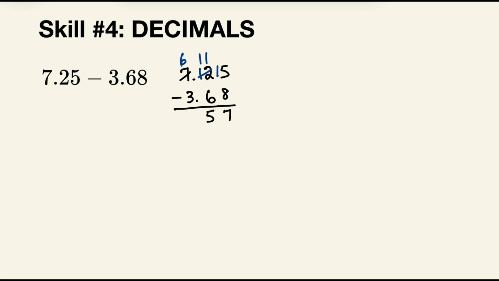Bring down your decimal point straight down. And you can take 3 from 6, which is 3. And so the final answer here is 3.57. Why it matters? Decimals appear frequently in algebra and real-world applications. So let's move on to skill number 5.